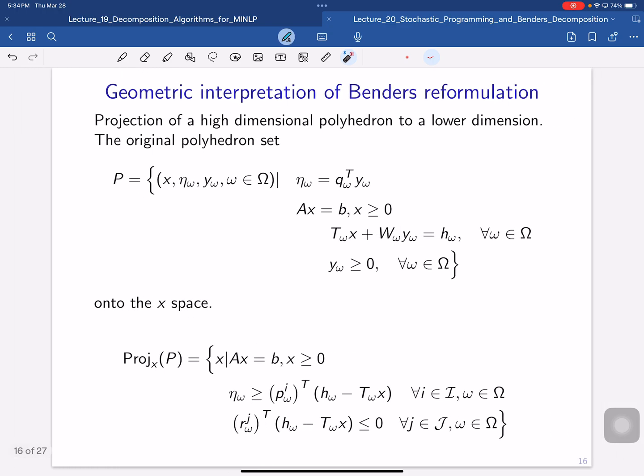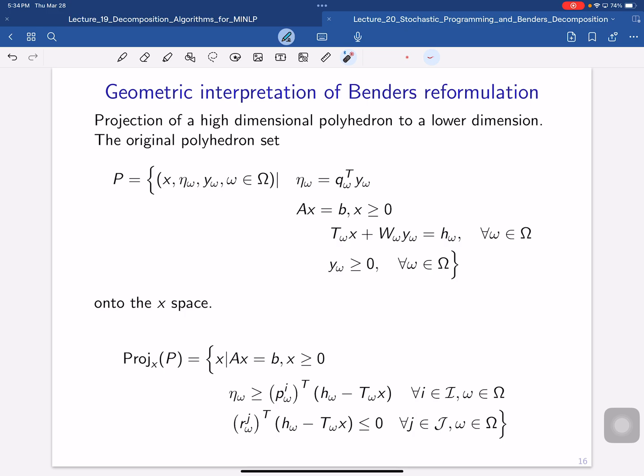Now, this is something not relevant to the algorithm, but it is a geometric interpretation of Benders reformulation, right? I thought about whether I should talk about this or not, because the idea of the interpretation is to make you understand this problem better. But if it makes you more confused, you can just forget what I will talk about in the next few slides. Okay. So this is a geometric interpretation of Benders reformulation, right?